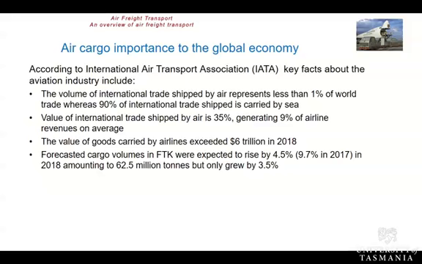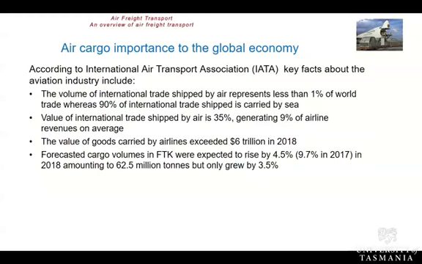However, the following year, the expectation was that it was going to drop back a little bit. There were some issues in regards to China and the United States. So the forecasted cargo volume growth was around 4.5%, amounting to about 62 million tonnes. As it turned out, it only grew 3.5%. So that global unease about trade between the US and China certainly contributed to that.